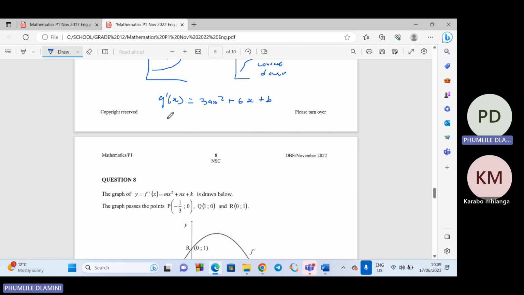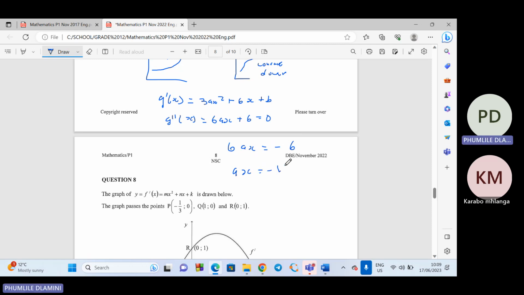When you want to know that the graph is concave up or concave down, we differentiate a second time. These two lines on top mean second time. We will see that g double prime of x is going to be 6ax plus 6. When we make this equal to 0, we take the 6 to the other side, so 6ax equals negative 6. Let's divide by 6 on both sides, and we have ax equals negative 1.